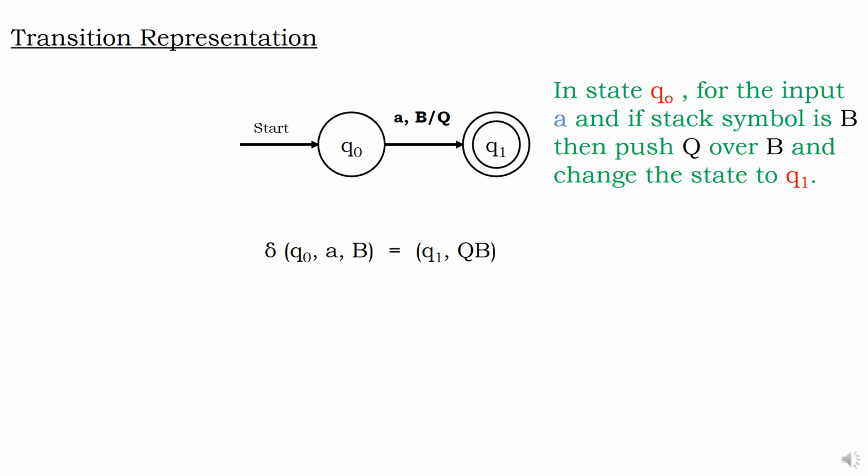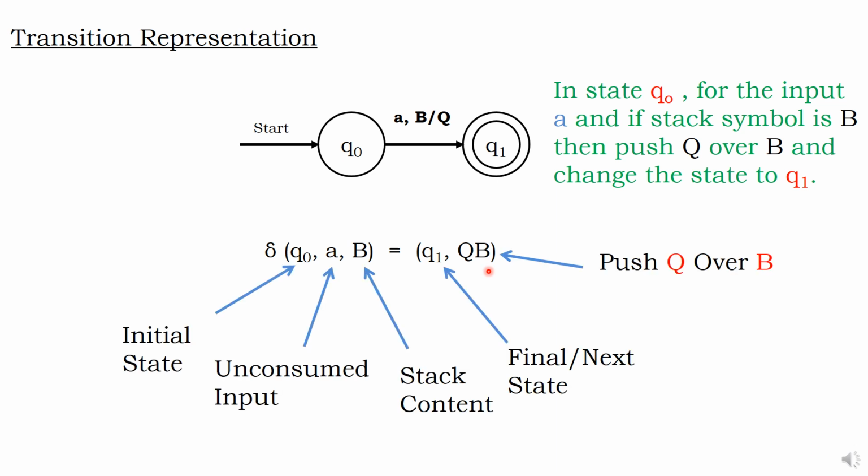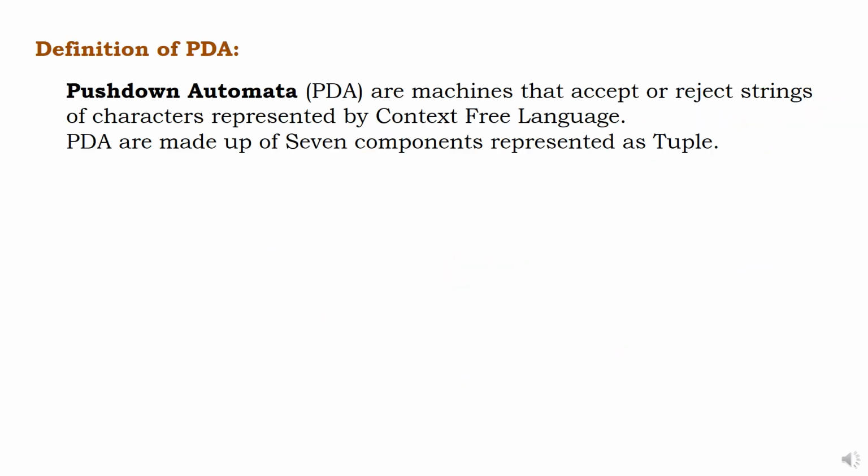Transition representation I mentioned here. Whatever the diagram I gave, I just mentioned as a transition representation. This is the initial state, this is the final or next state. This is the input, that is what you are consuming now. This is the stack content available here. You are going to push Q over B. If I put epsilon, it is pop.